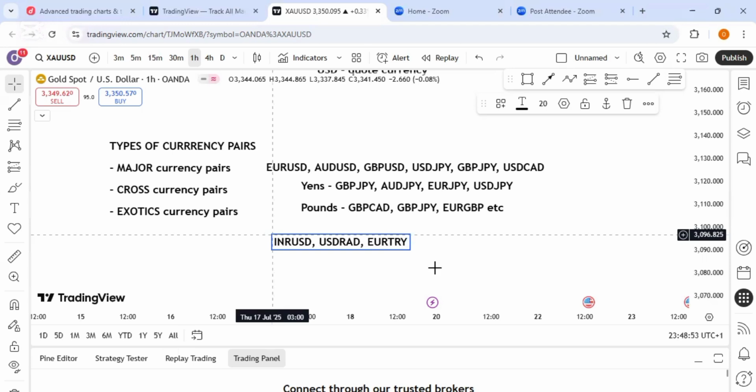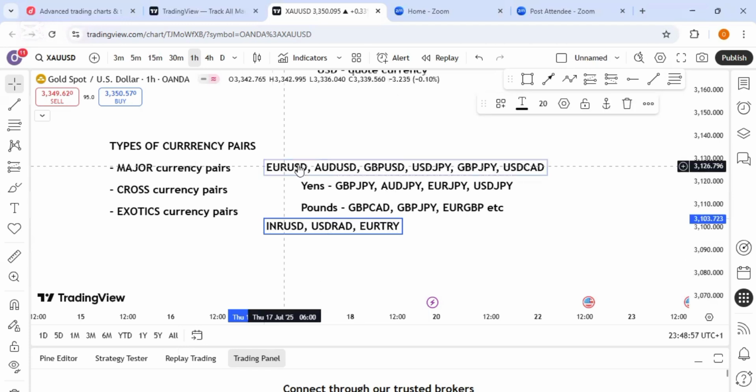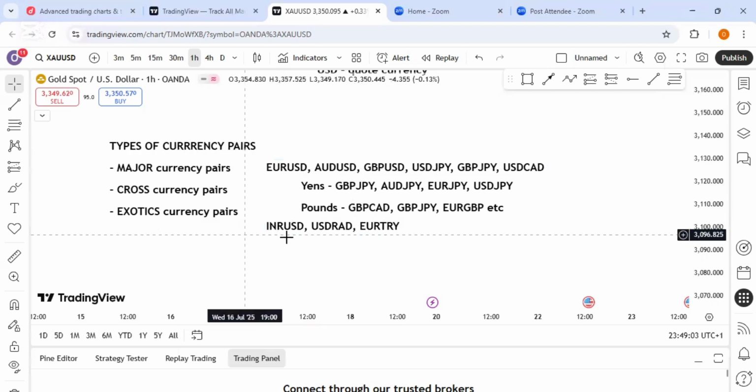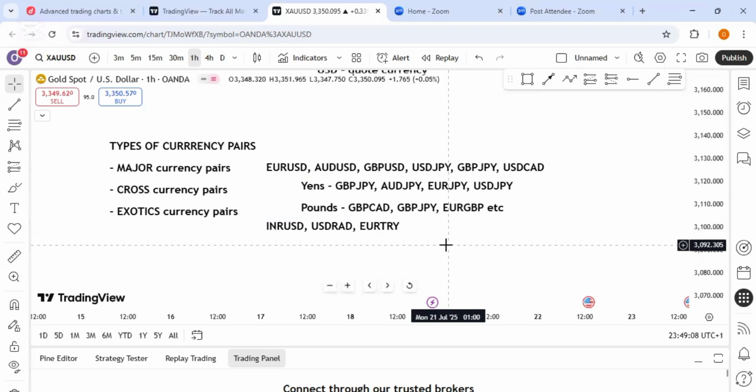So mostly what we advise a beginner to start trading with is the major currency pairs, which have enough volume, with a lot of people trading them. That's what I would advise a beginner to start with. Don't go looking for USD/Rand or Euro/Turkish lira. No, don't go looking for them, because they have high spread. I'm going to talk about what spread is in our subsequent video.